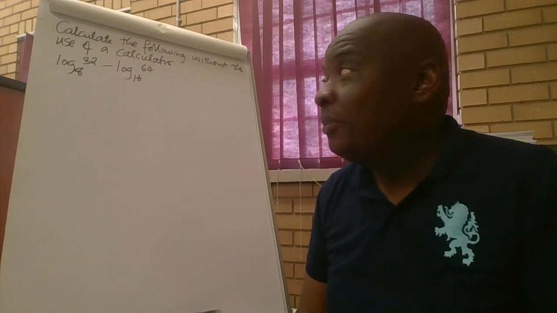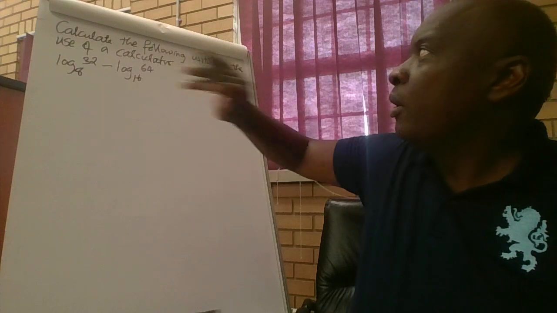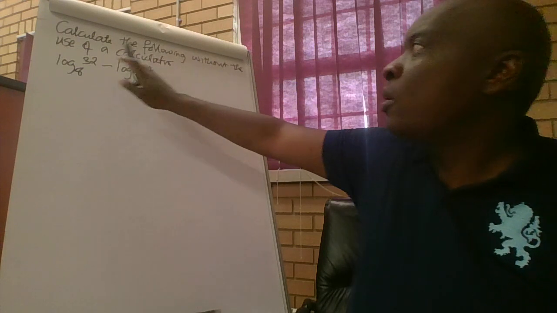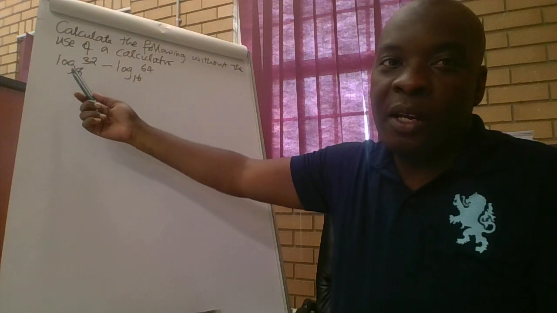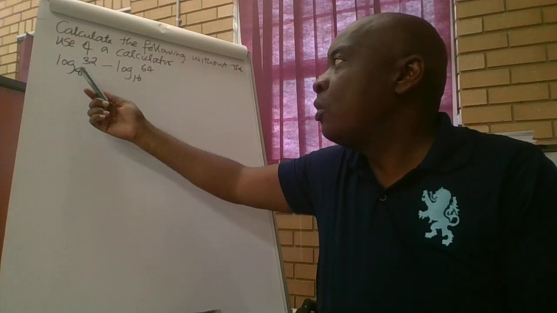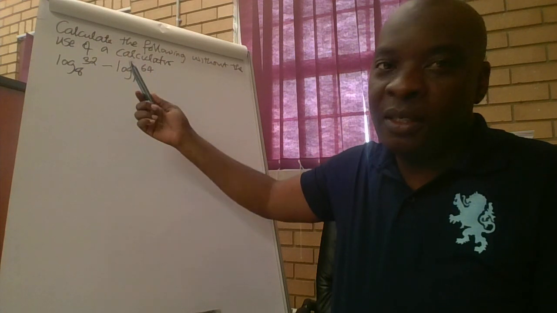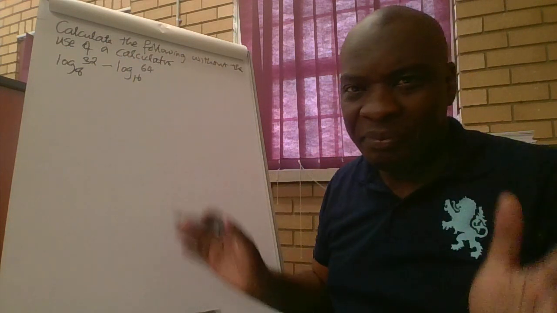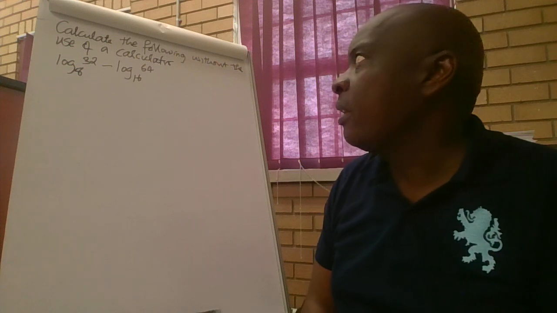Okay, so we want to look at this problem here. Calculate the following without the use of a calculator. And this is a logarithmic expression. So we have here log of 32 to base 8 minus log of 64 to base 16. So we want to simplify that without the use of a calculator, right?